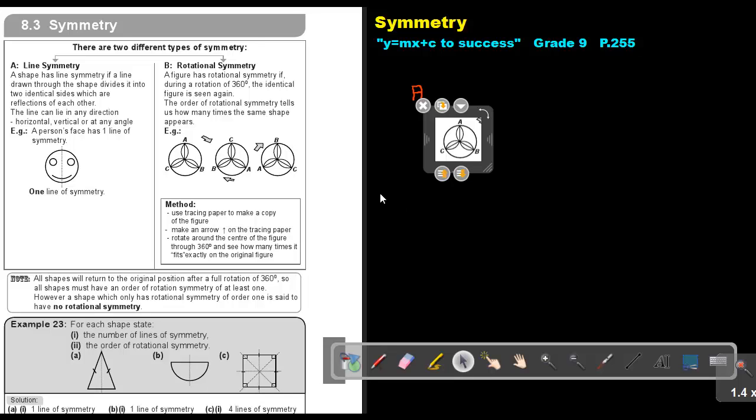So basically, through an angle of 360, it will fit one, the original, then two, then three times. So we will say it's having a rotational symmetry of order three. Now all shapes will return to the original position after a full rotation of 360 degrees. So all shapes must have an order of rotational symmetry of at least one. However, a shape which has rotational symmetry of order one is said to have no rotational symmetry. So if a shape is only fitting one time, like that one, we say it's having no rotational symmetry. But if we must give it an order, we will give it an order of one because it fits on the original position.